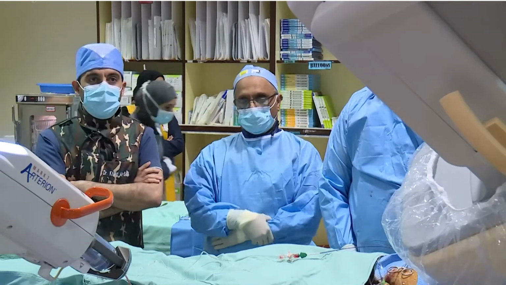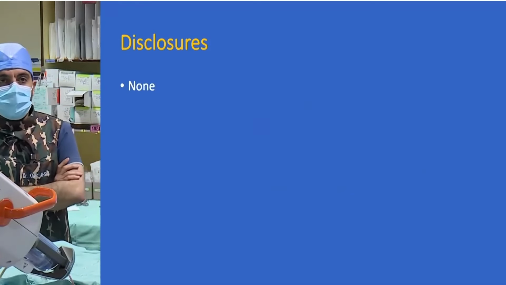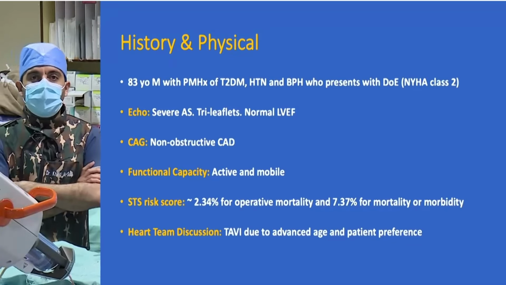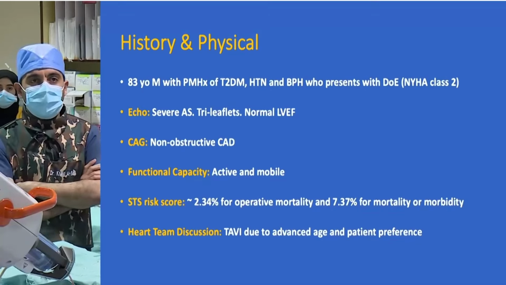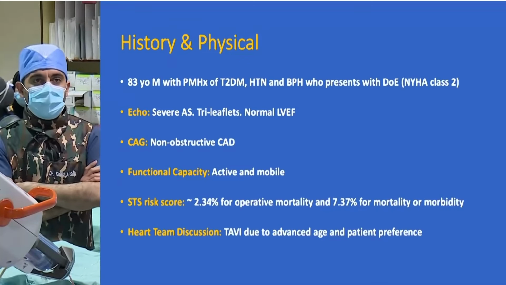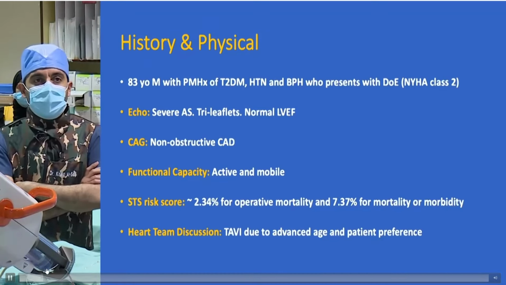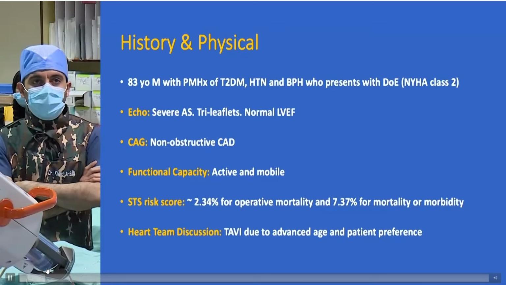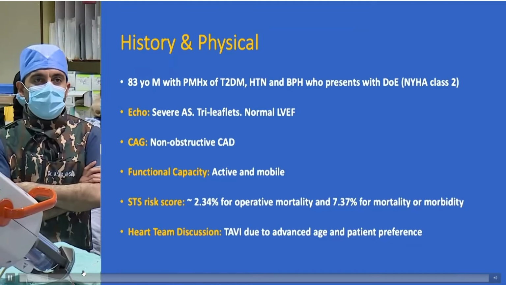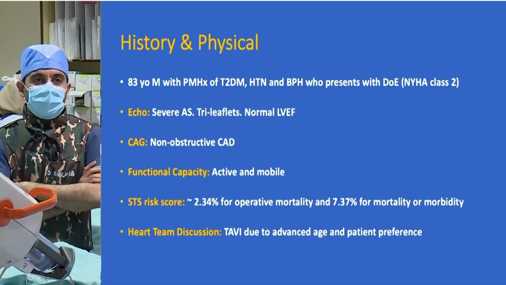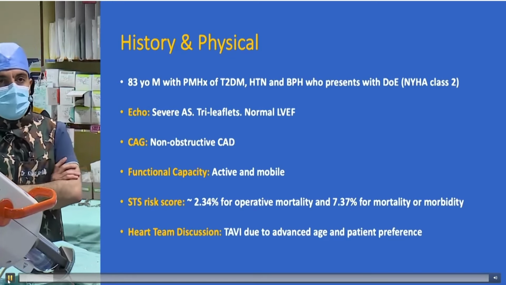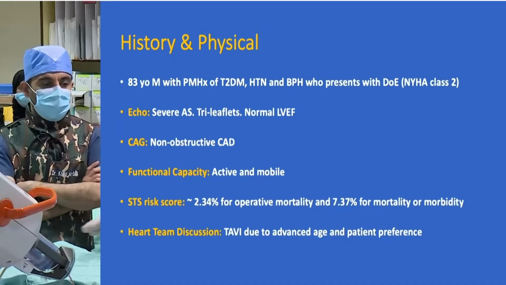Okay, can we have the slides, please? Next. So we have no disclosures for this case. We have an 83 year old gentleman with past medical history of diabetes, hypertension, and benign prostatic hyperplasia. This patient presented with exertional shortness of breath, NYHA class 2, and he was found to have severe aortic stenosis, tri-leaflet, normal ejection fraction. We did a coronary angiogram, which showed non-obstructive coronary artery disease. Patient functionally is okay. He is active and mobile, and we had a heart team discussion, and we decided for TAVI, mainly because the patient is of advanced age and also his preference.